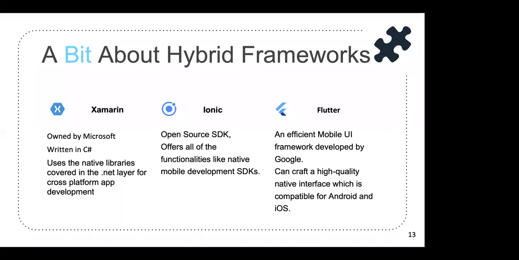When it comes to Xamarin, it's owned by Microsoft and it's written in C#. It uses native libraries and is covered in the .NET layer for cross-platform application development. Ionic has large community support, because it is open source, and it uses an open source SDK. It offers all the functionalities of native mobile development SDKs.